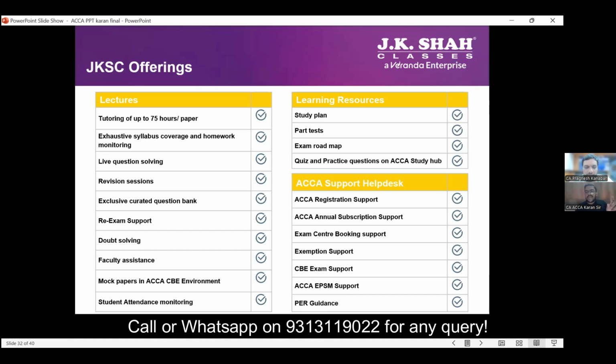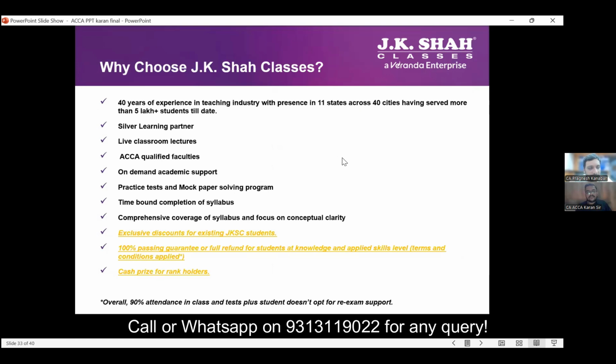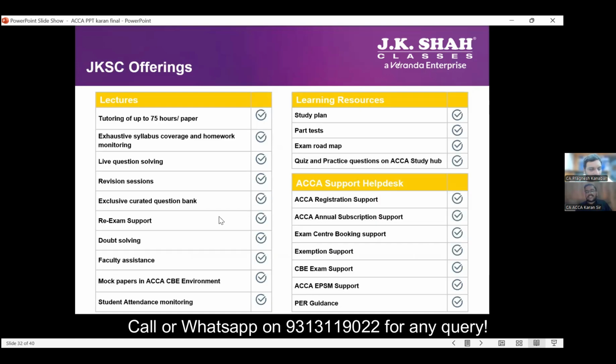At the same time, the coaching fees you pay us will include all the administration support, for example, registering with ACCA. Yes, sir. These people are new to ACCA, so they will need some admin support. Correct. All the admin support relating to registration, exemption, exam booking, EPSM, and practical experience requirement will be handled by us personally. Got it, sir. And what is this re-exam support that you've written? Basically, in case a student is unsuccessful in a particular attempt, we will once again allow the student to sit for the lectures, if required, for refreshing their learnings.